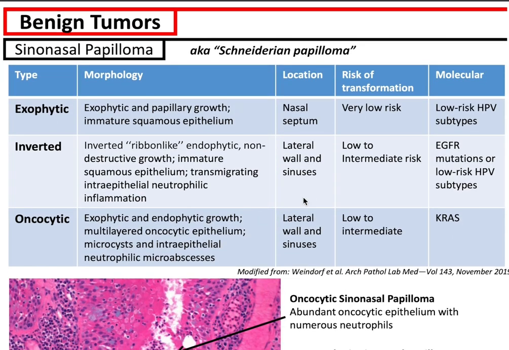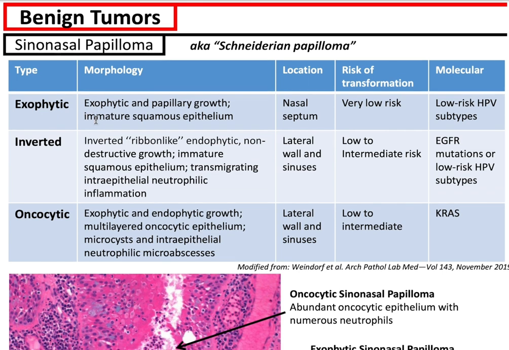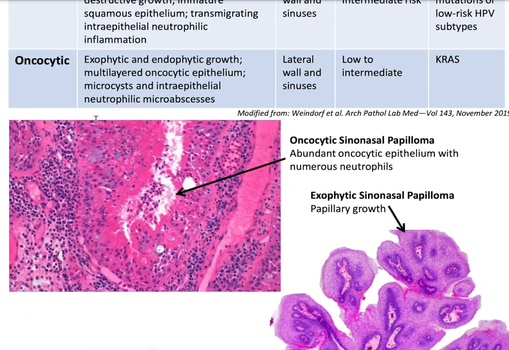Benign tumors, sinonasal papilloma, aka your Schneiderian papilloma. There are three types: exophytic, inverted, oncocytic. Exophytic will have exophytic and papillary growth and immature squamous epithelium. The location is the nasal septum. The risk of transformation is very low, and molecularly you'll have low risk HPV subtypes.